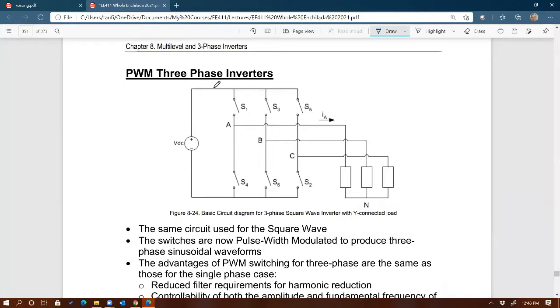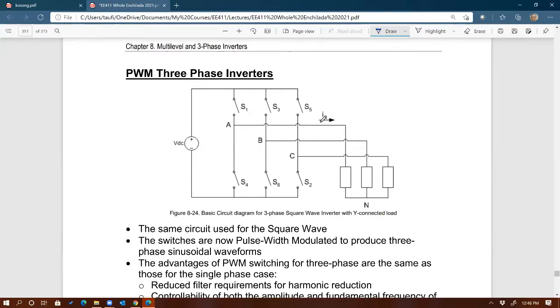Now, if you look at the circuit, it has not changed, right? It's the same as before. You can see the configurations. This is for Y connection, right? Nothing has changed in the circuit, right? So what changes then if you want to convert it into PWM, right? So the circuit stays the same, but what changes is the way you control those signals, right?